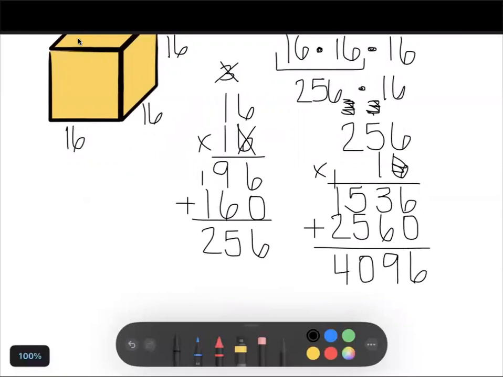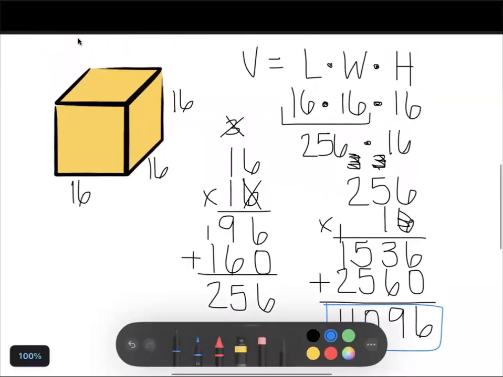So my final answer here, and I'm going to go ahead and use a different color to circle it or to box it up, would be 4,096. And then whatever the units are, in this case, we didn't use any units, but the units would be cubed.